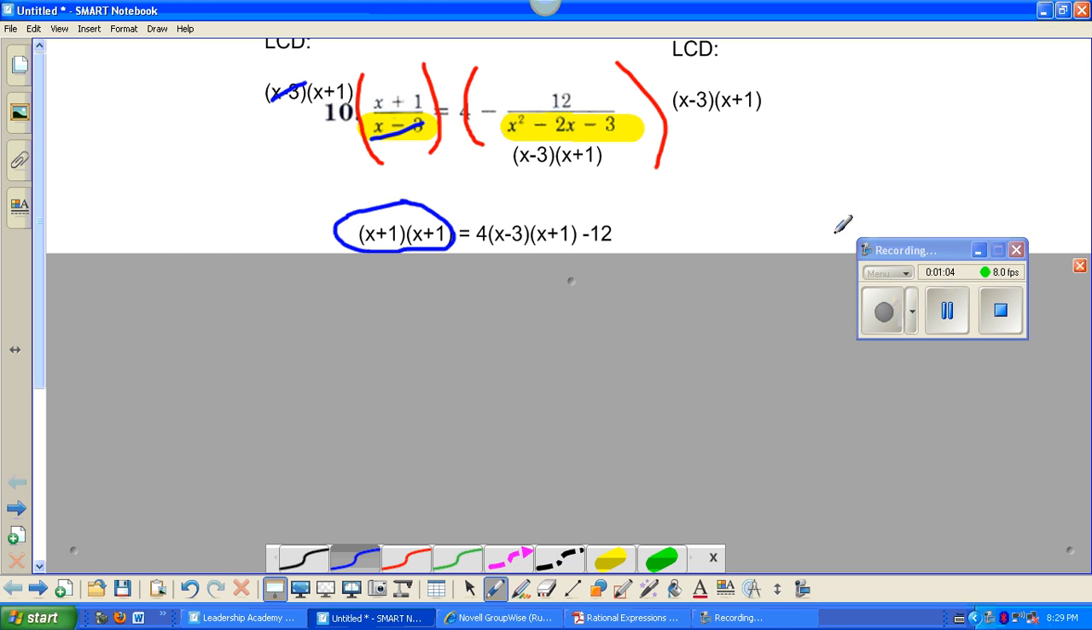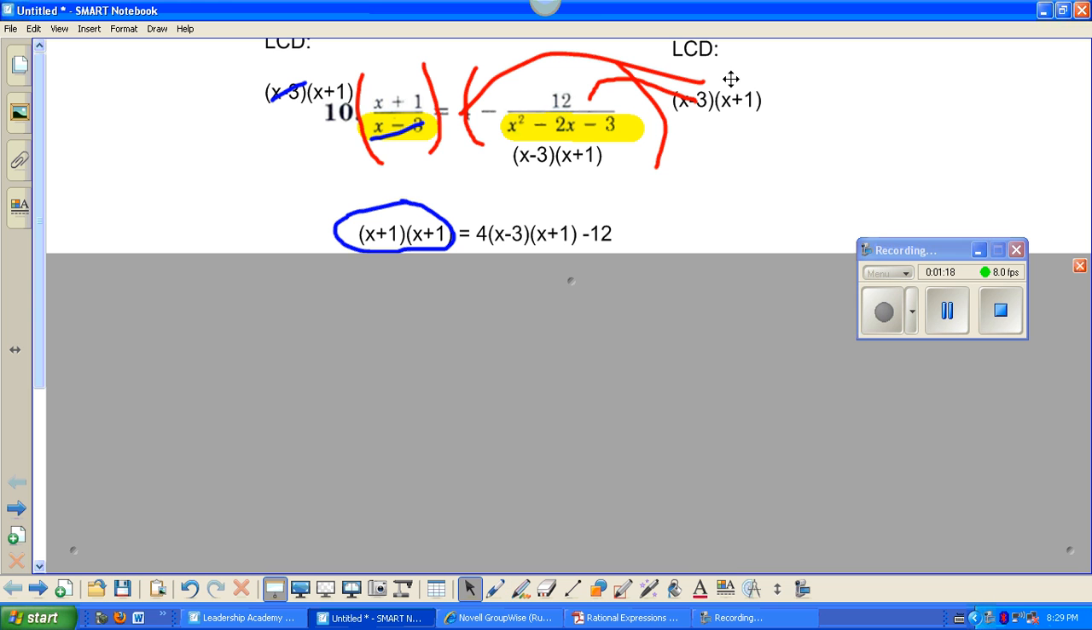Okay, on the right-hand side, you're going to need to distribute the x minus 3, x plus 1 to the 4 and to the 12 over x squared minus 2x minus 3. So that you can see it better, once I take the x minus 3 times the x plus 1 times 4, there are no common factors. So that's why I am left with 4 times x minus 3 times x plus 1.